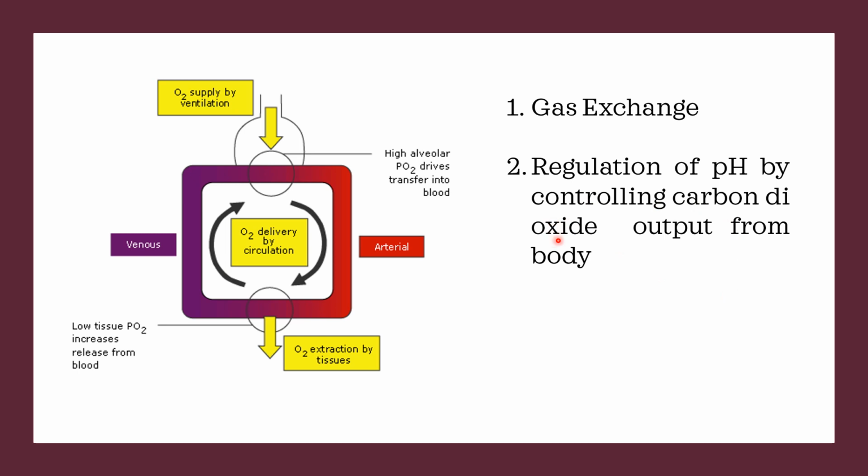The second important function is the regulation of blood pH. By controlling carbon dioxide output from the body, the lungs control the plasma bicarbonate concentration. We know that carbon dioxide, when it combines with H2O with the help of the enzyme carbonic anhydrase, will form H2CO3 or carbonic acid, which will dissociate into H plus and HCO3 minus or bicarbonate ions. So this bicarbonate concentration ultimately regulates the pH of the blood. These are the two major respiratory functions of the respiratory system.